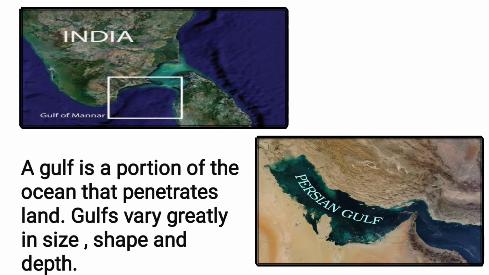The land is surrounded and the ocean is penetrating into the land. It is making its way into the land, and gradually it spreads over, making a gulf. The largest gulf is the Gulf of Mexico, and the smallest gulf is the Gulf of California in the world. So children, that was about the Gulf.